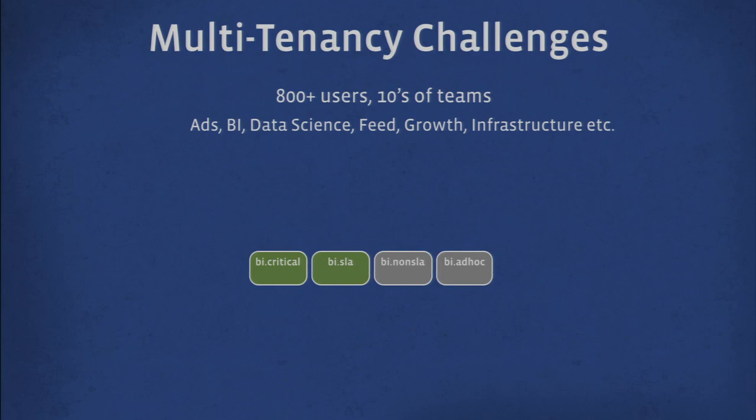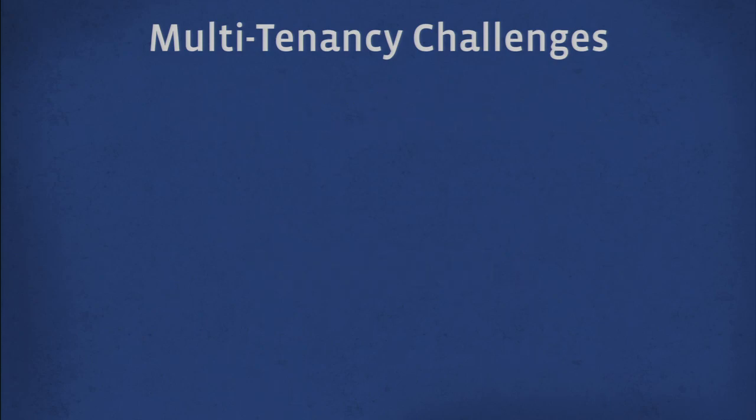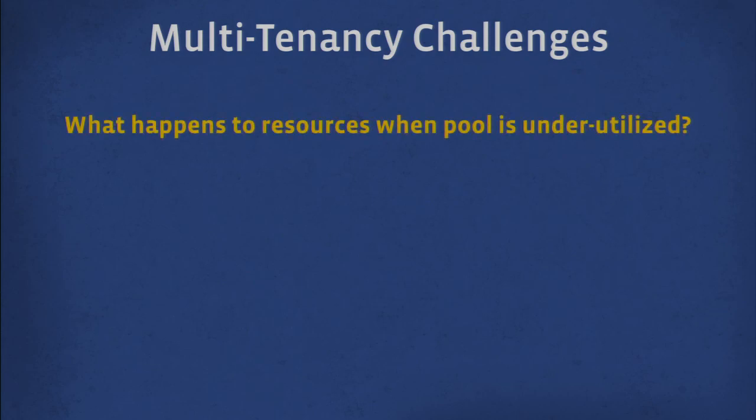We have something called pools, which are something like queues. We say every pool gets some number of resources, like you get 50,000 mappers, you get 10,000 reducers, and so on and so forth. The problem was that teams were splitting up their pools into little pools. So you have bi.critical, bi.sla, and so on. This caused problems. Another question was, what happens to those resources when a pool is not utilizing them? Who gets those resources?